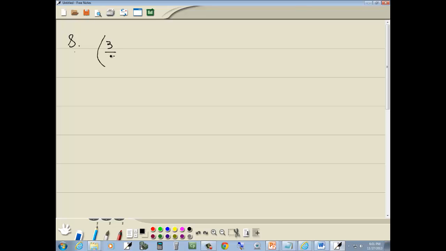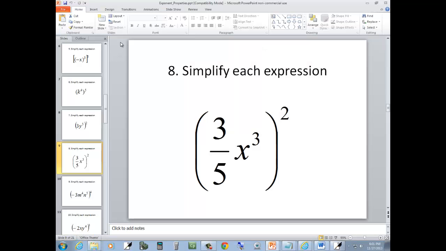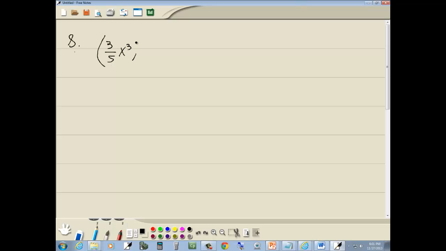So we got 3/5 x to the 3rd raised to the second power. Okay. Now, everything inside of our parentheses is either multiplication or division. We got 3 divided by 5 times x to the 3rd. So everything's multiplication or division, so we can apply that distributive property type idea. We're going to take the 3 to the second power. We'll take the x to the 3rd to the second power. And we'll take the 5 to the second power.